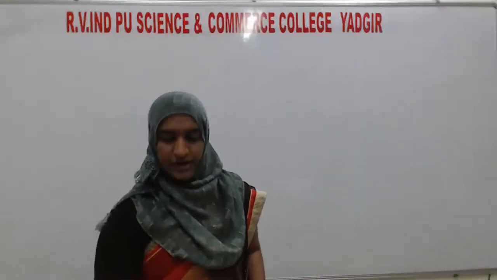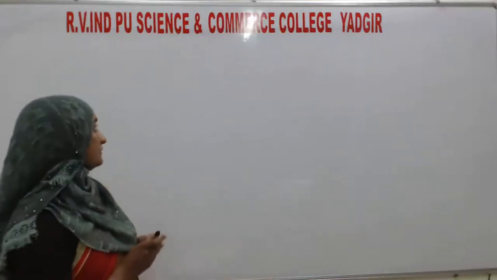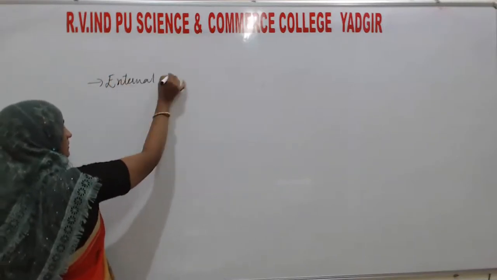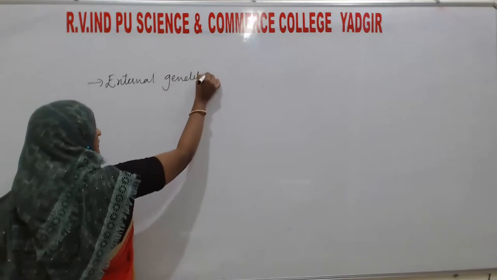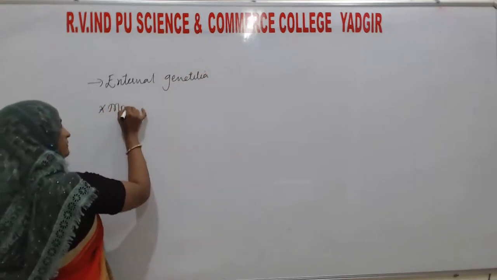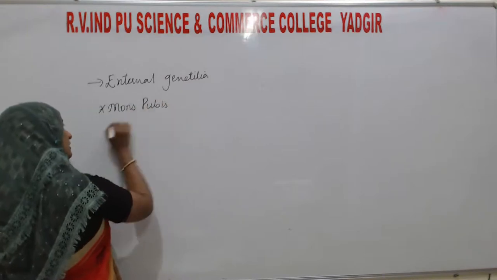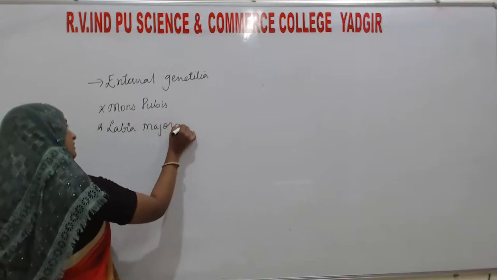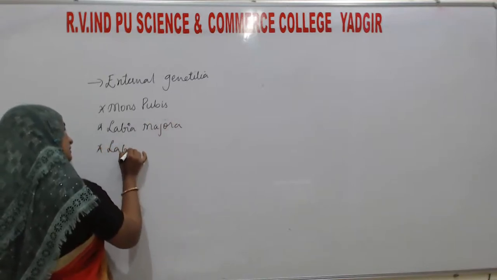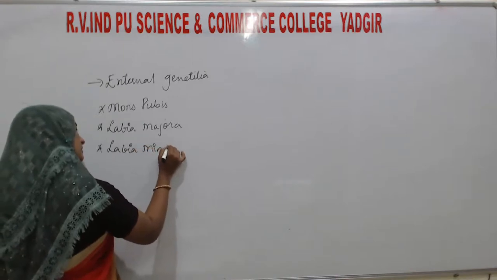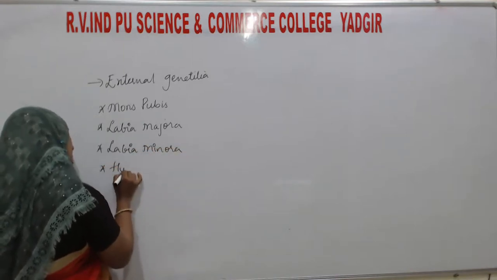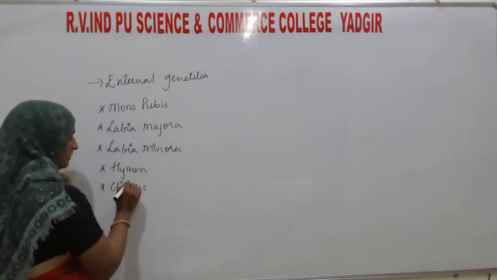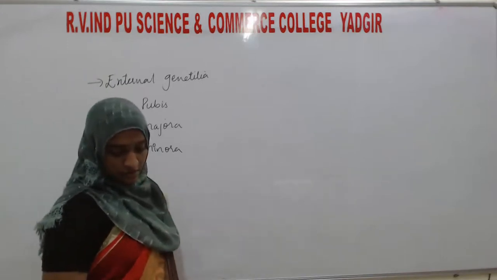External genitalia includes certain parts of the female reproductive system. It is mons pubis, labia majora, labia minora, hymen, and last, the clitoris. One by one you will see here.